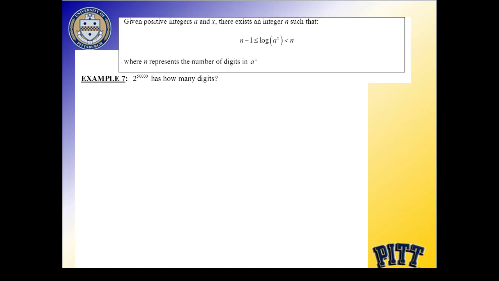There are questions like this that show up on WebWork, which is why I'm doing this one. You're asked a question like, here, example 7: 2 to the 50,000 power has how many digits? Some students try to do it an easy way, so I'm just going to put that in my calculator. Well, guess what? It doesn't work.